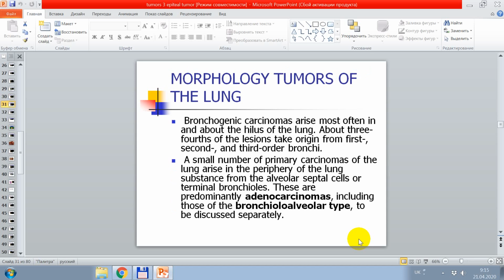Morphology of tumors of the lung. Bronchogenic carcinomas arise most often in and about the hilus of the lung. About three quarters of the lesions take origin from first, second, and third order bronchi. A small number of primary carcinomas of the lung arise in the periphery of the lung, from the alveolar septal cells or terminal bronchioles. These are predominantly adenocarcinomas, including those of the bronchoalveolar type, to be discussed separately.